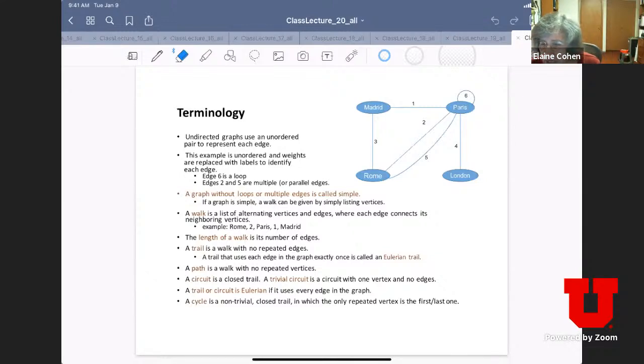So someone asked, is Madrid 1 to Paris 2 to Rome 3 to Madrid, is that a cycle? Well, Paris would go 1 to Paris, 1, 2, 3. Yes, that is a cycle. Paris 6, Paris is 2, right. That is a cycle as well. Yes. Very good. Good job.